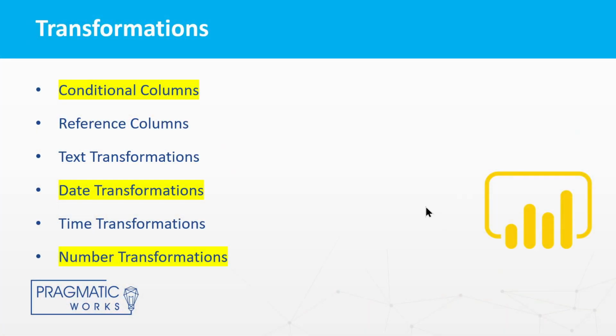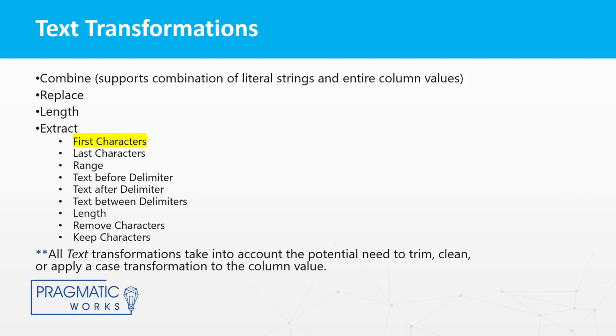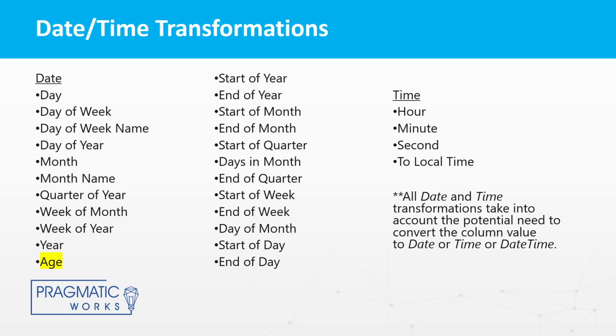So the transformations that can occur using the add column from example inside of the Power Query editor are conditional columns, reference, text. We're going to be focusing in on the conditional columns, the date transformations, and the number transformations inside of the add column from example. With text transformations, there are a lot of different options here, combining, extracting. We're going to be focusing on the first character option in this demonstration. As far as date time transformations, there are a lot of those as well. And the ones that we're going to be focusing on are extracting the age from a birth date column.